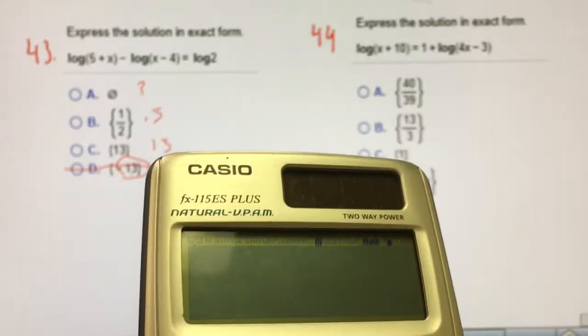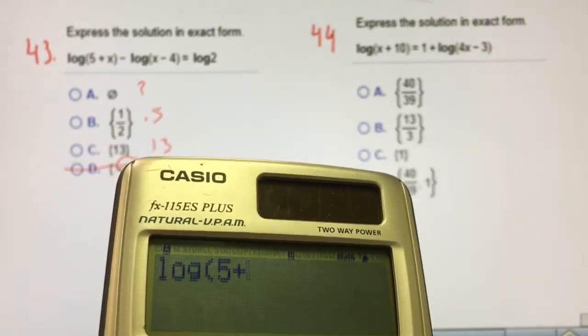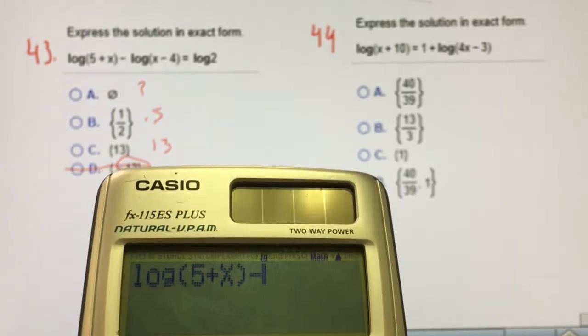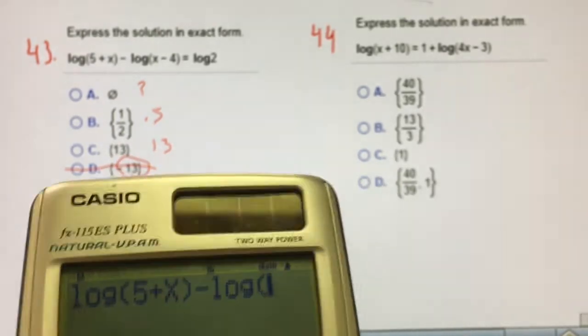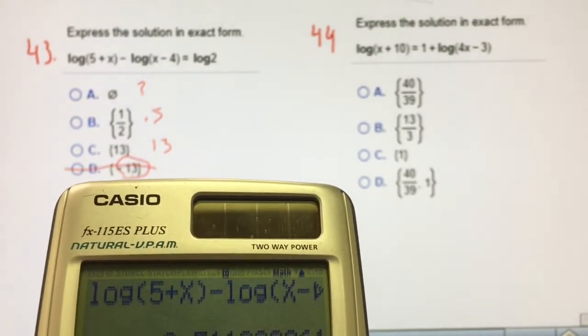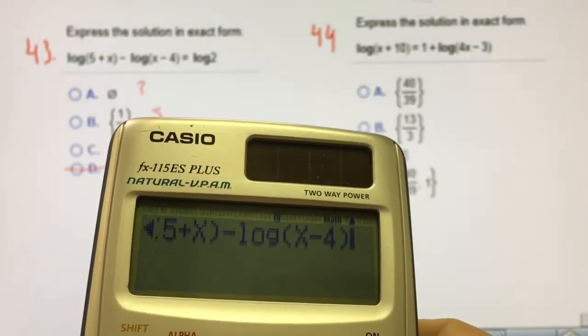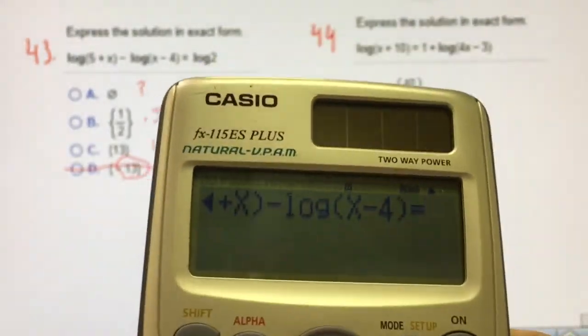Clearing it out. This time it's just a log, not a log base, so it's going to be log 5 plus alpha red x. Close parentheses, minus, just the word log, x, alpha red x, minus 4, close parentheses, equals, log 2. Whoa, I accidentally hit the equal sign. I yell at everybody, but I'm the first one to do it. You want to hit alpha equals. Notice you can correct your mistake by hitting the back arrow.